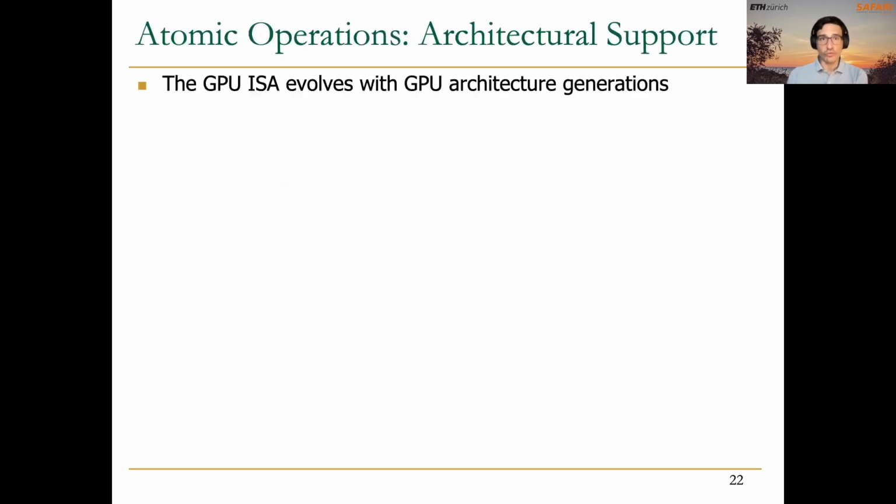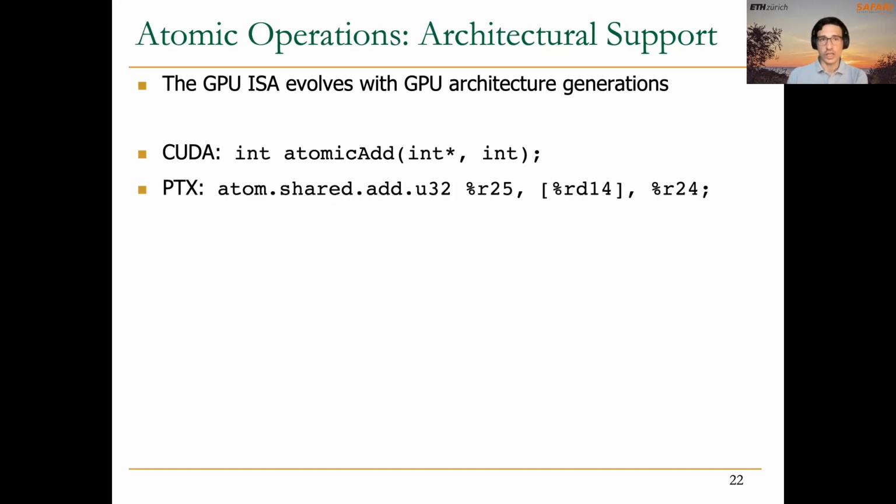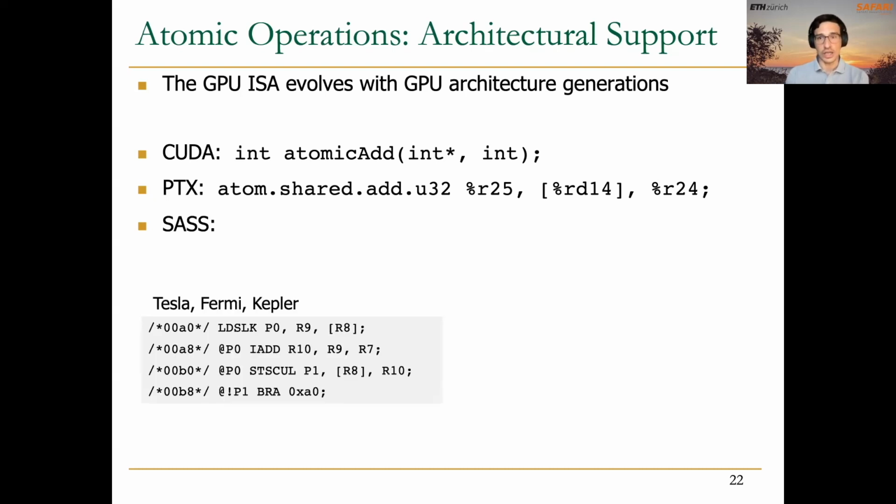Atomic operations have evolved over time. The GPU ISA has evolved over the architecture generations. The syntax of the CUDA atomic operations doesn't really change. Probably the PTX, which is an intermediate representation and intermediate ISA, also doesn't change that much. Here you can clearly see that this is an atomic operation on shared memory performing an addition on an unsigned int of 32 bits. But the assembly code, the machine code that really runs on the GPU, has actually changed over time.